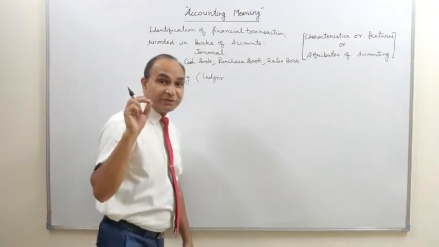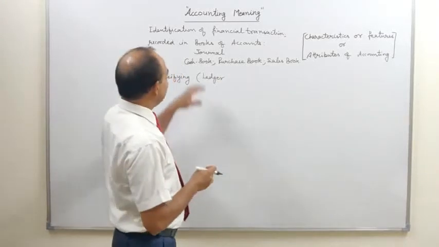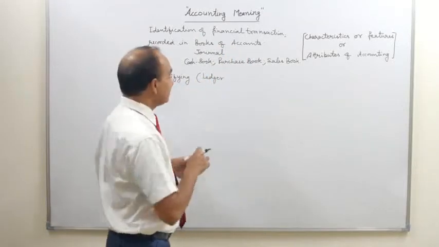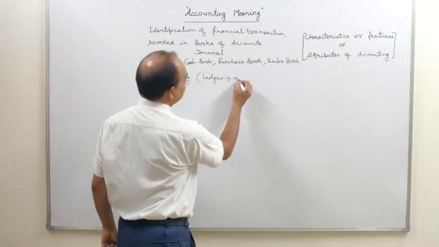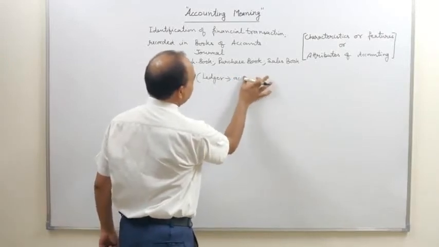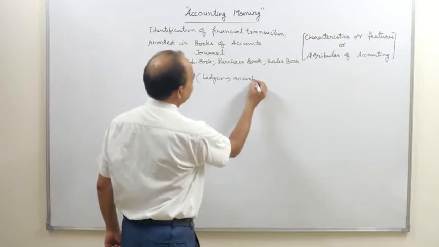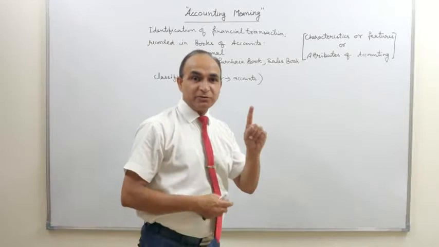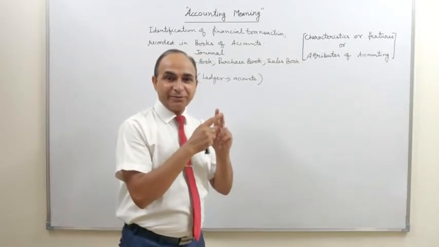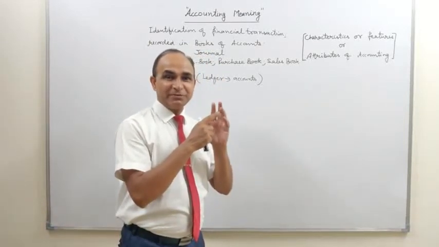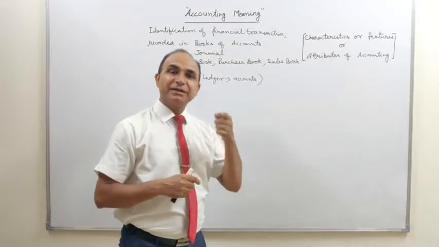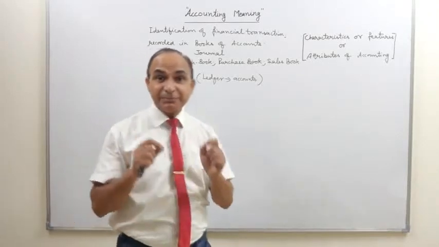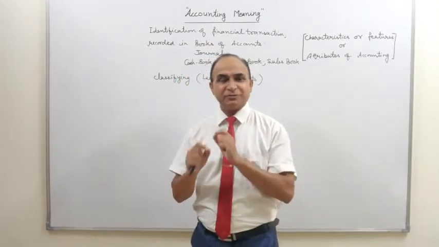Ledger is a chief book of accounts in which the entries made in journal and subsidiary books are transferred. And ledger is what? Ledger is a book in which different accounts are maintained. For example, on page number 1 we have cash account, page number 2 bank account, page number 3 purchase account, page number 4 sales account, page number 5 capital account, like this. The classification helps to prepare a summary of books of accounts.